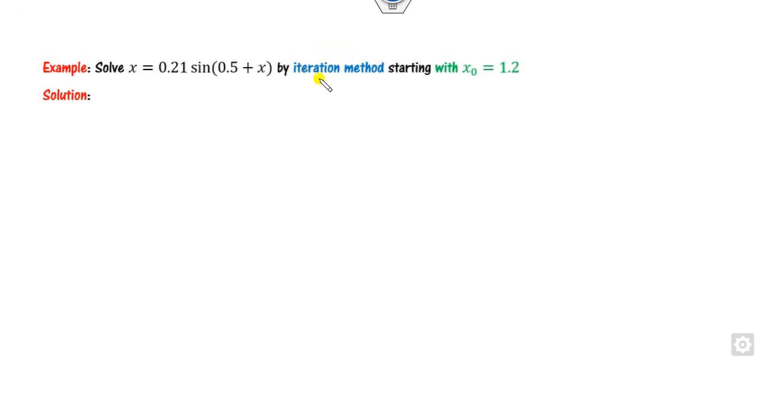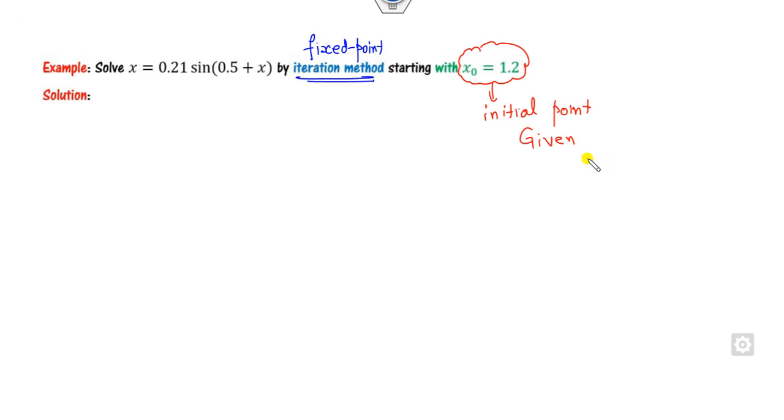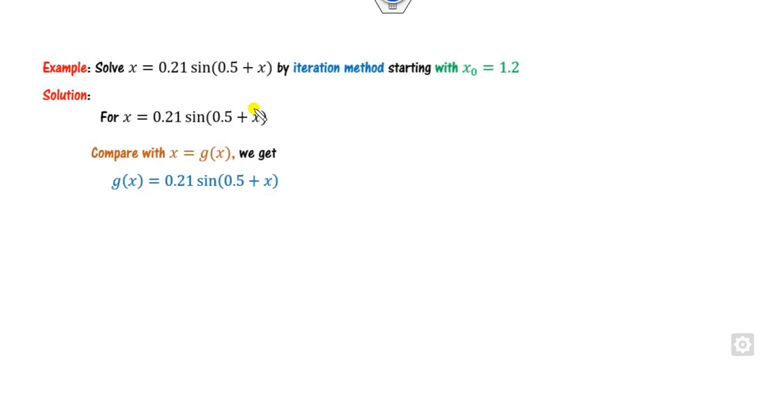Now first of all you have to apply the iteration method, which is also called the fixed point iteration method. If you read the statement, it clearly says the initial point is given to you. Then there is no need to find the interval a, b. If the initial point is not given, then we first find the interval. Now you can compare this equation with x = g(x). Then clearly this is my g. Now you can see whether the condition is satisfied or not.